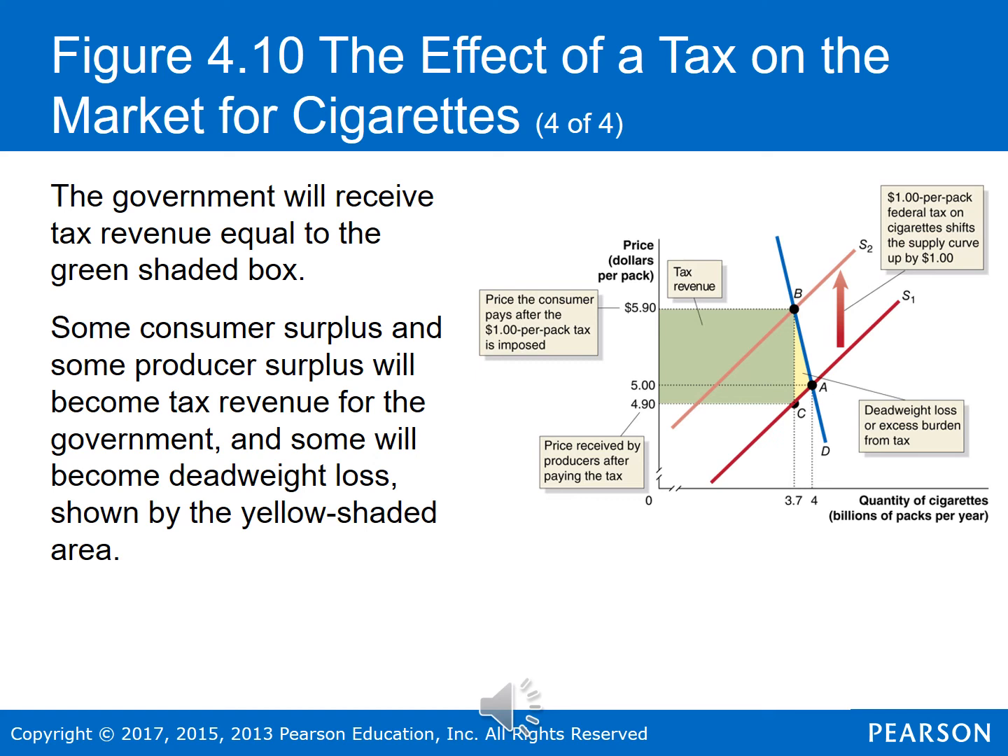Now there's also going to be a deadweight loss because remember, in equilibrium, we were buying and selling 4 billion packs of cigarettes per year. After the tax, because of the increased costs, we're only purchasing and selling 3.7 billion packs of cigarettes per year. Because of these trades that are not taking place because of the higher price, we end up with a deadweight loss in society, which can be represented by the yellow triangle.